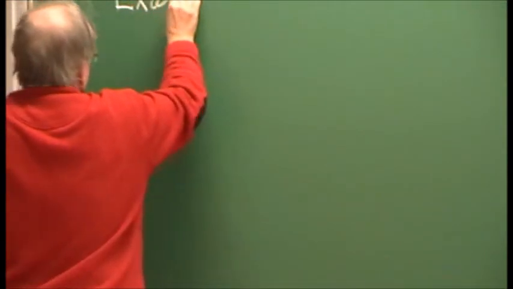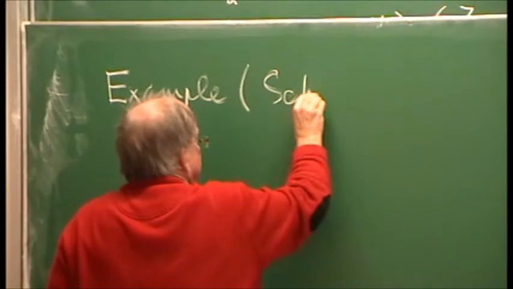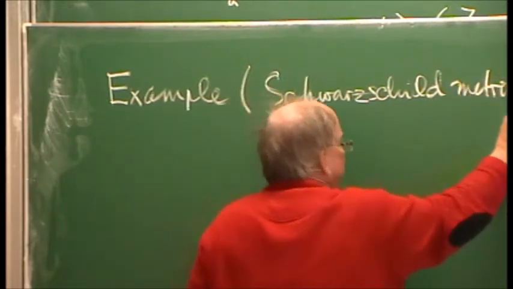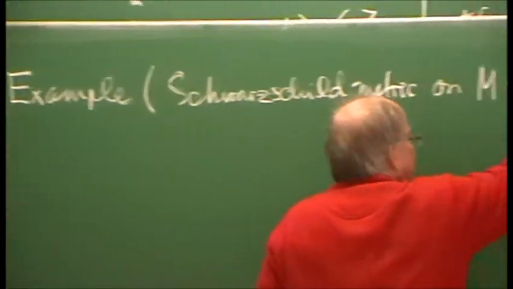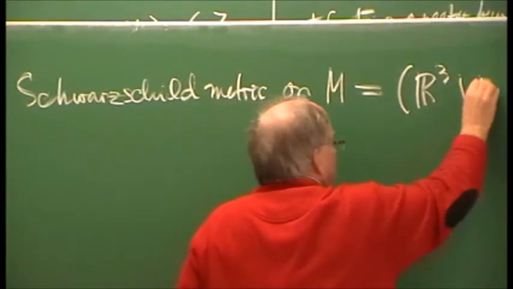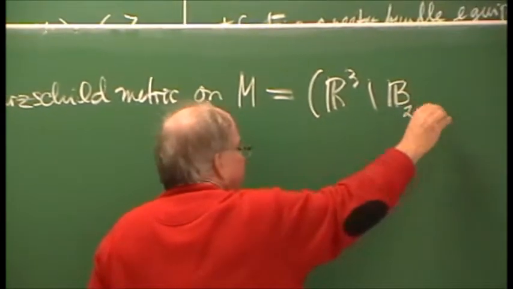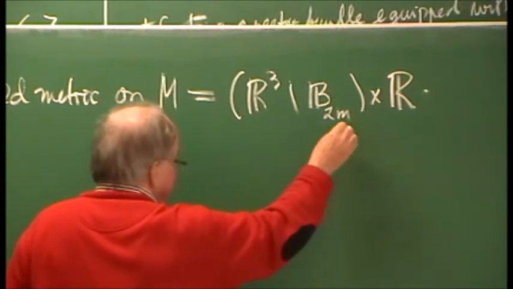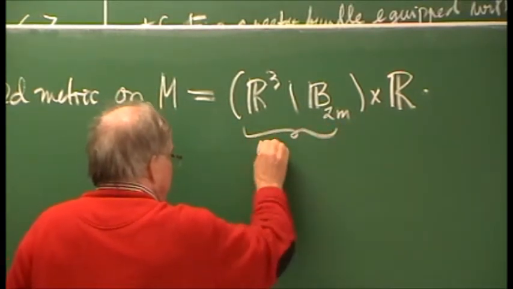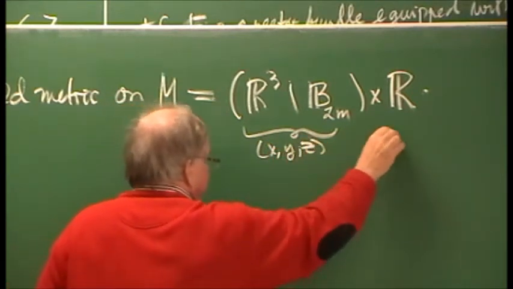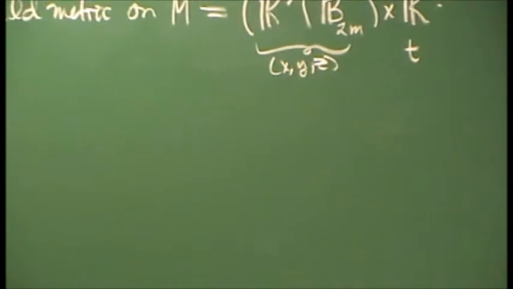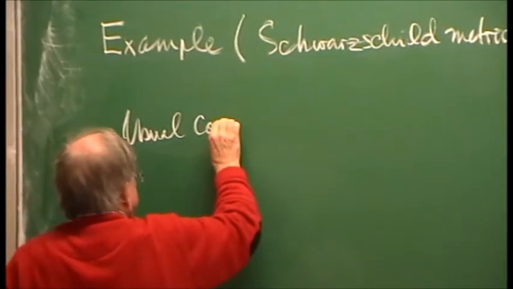Okay. So before we do that, let me recall the example that I wrote on the board last time, the Schwarzschild metric. This is on the manifold which has trivial tangent bundle. I've dug out of R3 a hole, a ball of radius. I'm trying to write this in physics notation. So I have a decomposition of the space and the time. Because the hole is round, the usual coordinates are spherical coordinates.